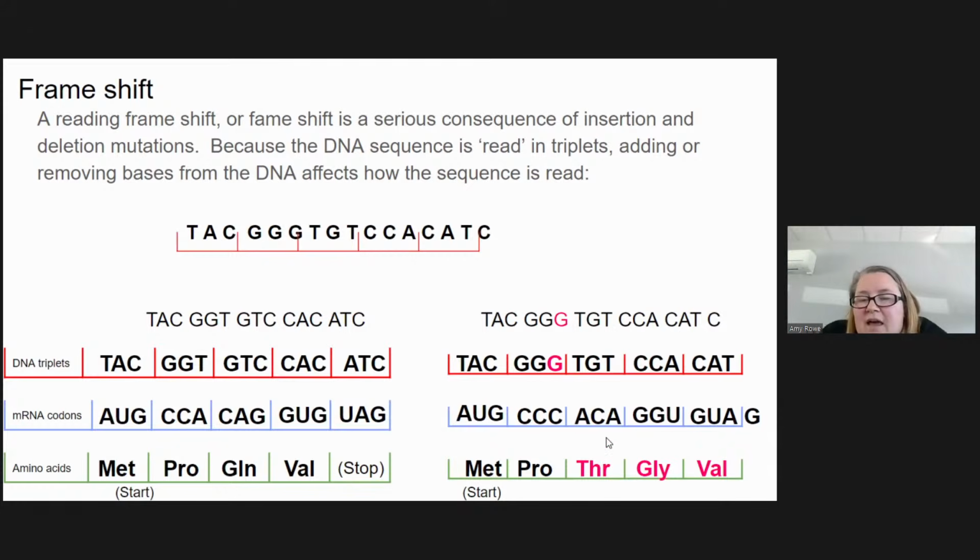And because the shape of our protein is super important to the function of our protein, and it is linked to the sequence of the amino acids that make up that protein, if we change the amino acids, then we will drastically change the shape of the protein, which will drastically change the function of the protein. So mutations that result in reading frame shifts can have very drastic consequences for the function of the protein and render them non-functioning.